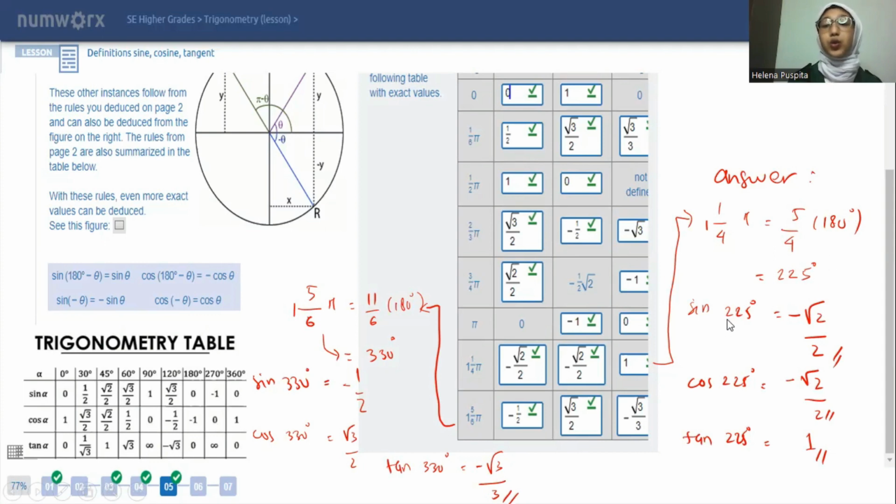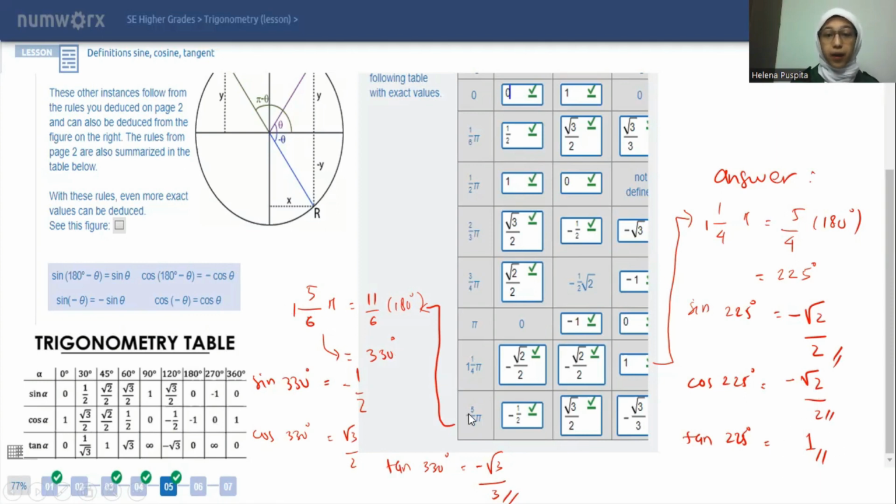Sine 225 degrees equals minus square root 2 over 2. Cos 225 degrees equals minus square root 2 over 2. And tan 225 degrees equals 1.